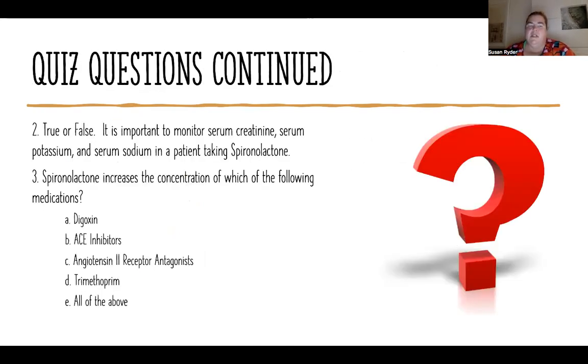True or false, it is important to monitor serum creatinine, serum potassium, and serum sodium in a patient taking spironolactone. This is false. The only things you need to monitor are serum creatinine and serum potassium. Sodium does not need to be monitored. Question 3, spironolactone increases the concentration of which of the following medications? A, digoxin, B, ACE inhibitors, C, angiotensin 2 receptor antagonist, D, trimethoprim, or E, all of the above. The correct answer is E, all of the above.